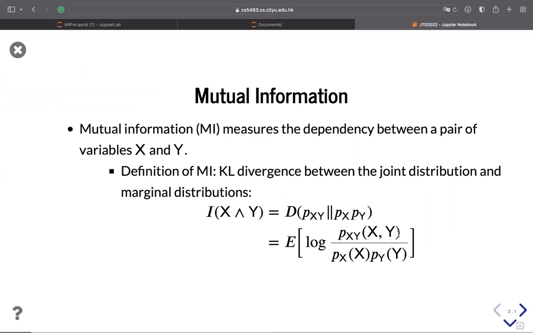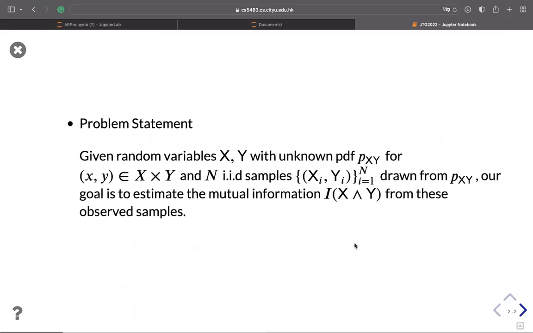Mutual information can be defined as the KL divergence between the joint distribution Pxy and the product of marginal distributions PxPy. The problem is that if we have access only to limited samples drawn from Pxy, how can we estimate the mutual information between x and y from these limited samples?